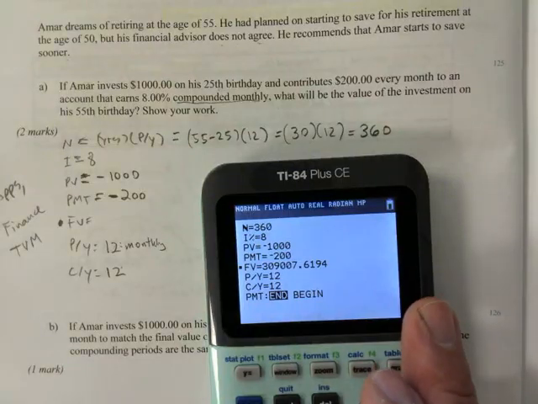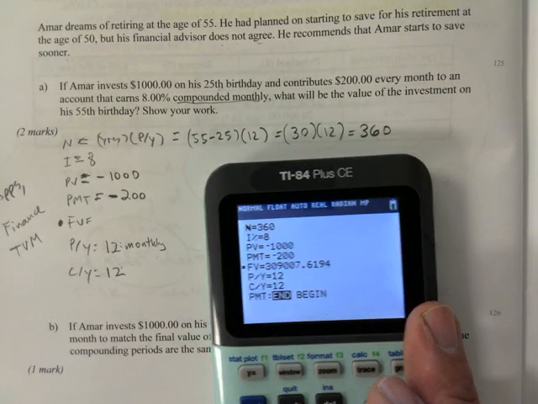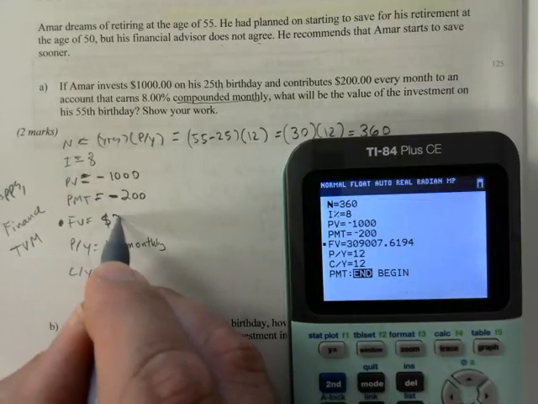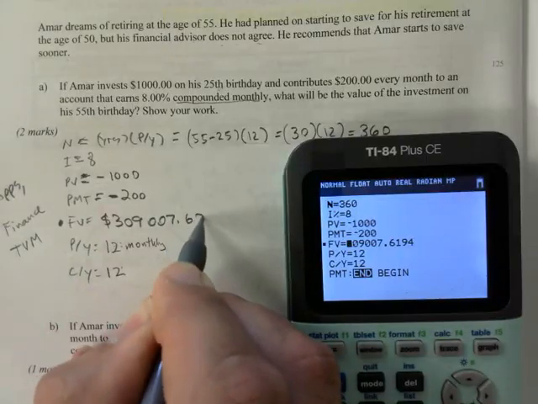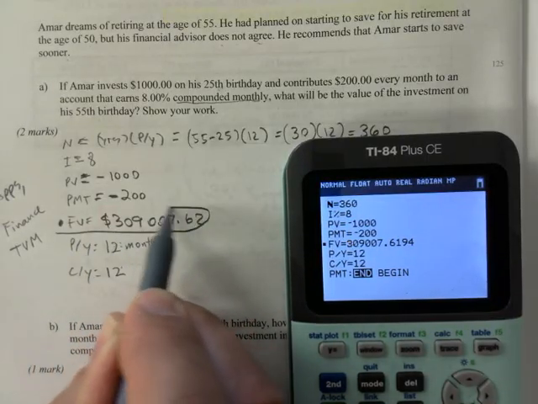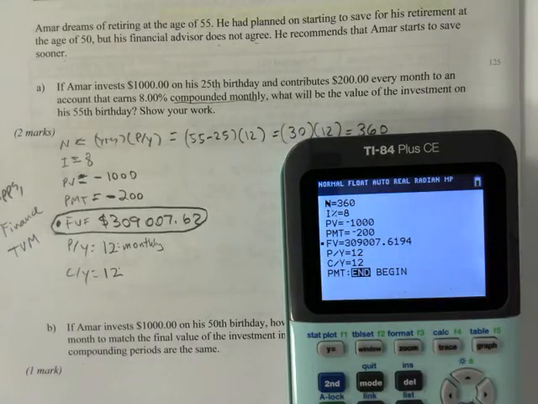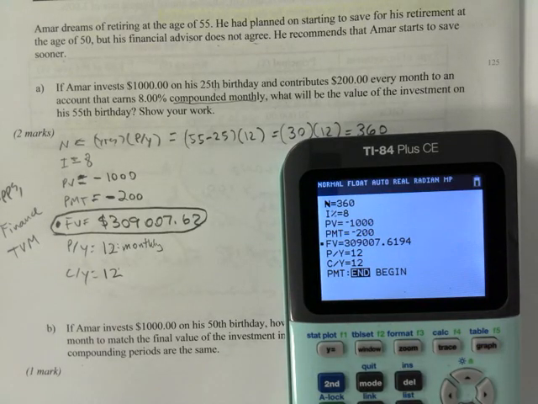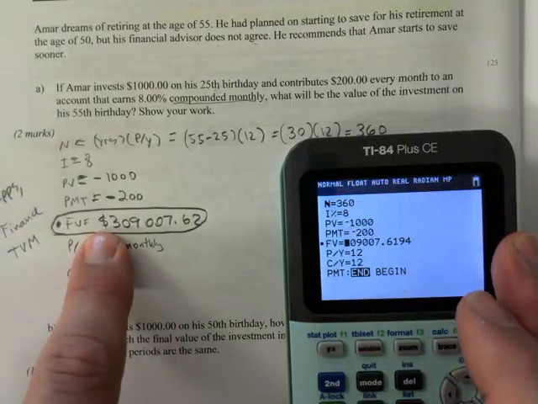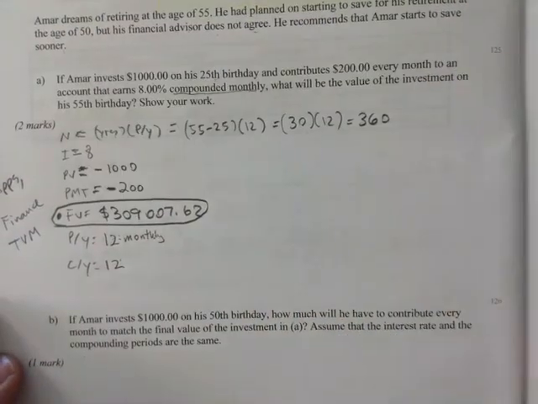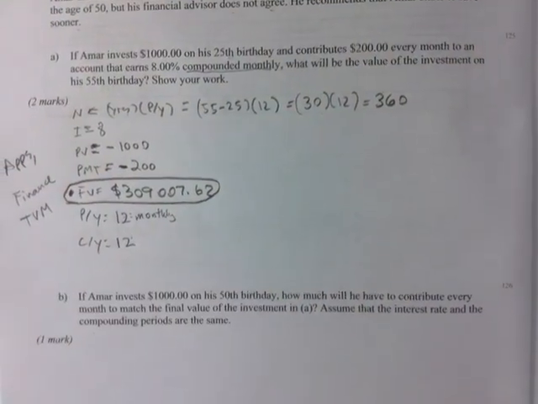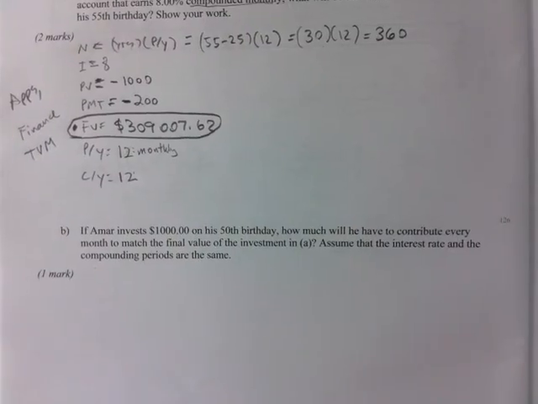Alpha, enter. To do that, 309,007.62. That is your future value. That's what you're expecting to have back then. And it makes sense that it's positive because then it will be coming to you technically. You're able to take that out and have that as an investment.